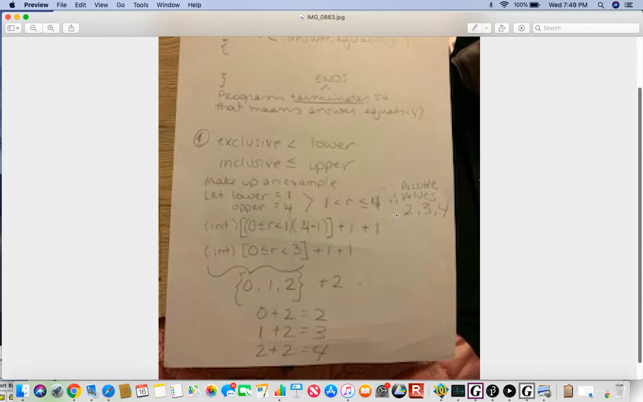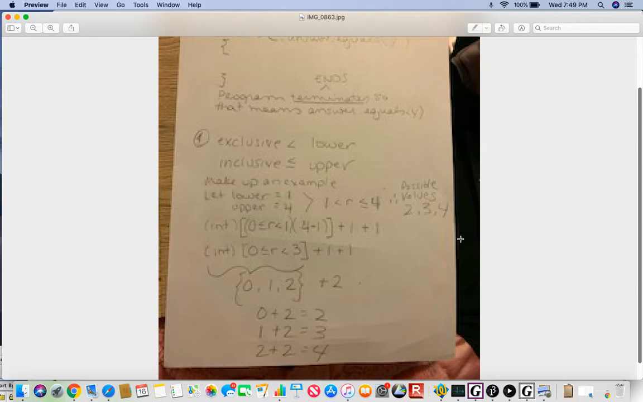So I picked a couple numbers. Picked lower equals 1 and upper equals 4. So we're basically looking for the integer values that are between 1, but not including 1, and 4, but including 4. So the possible integer values in that range are 2, 3, and 4.